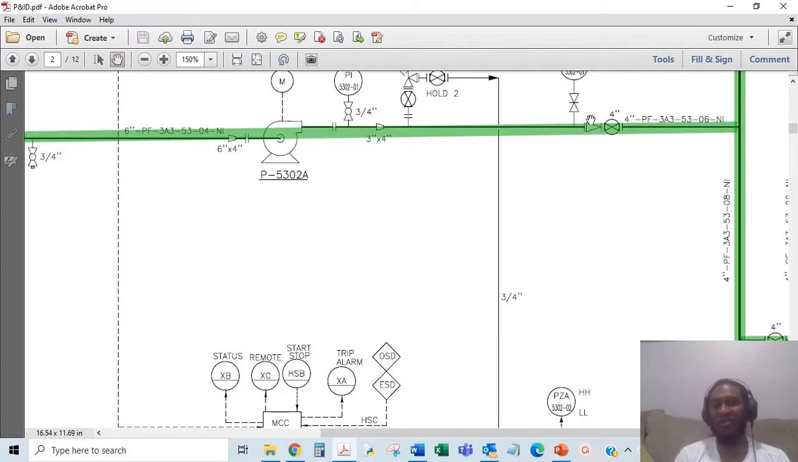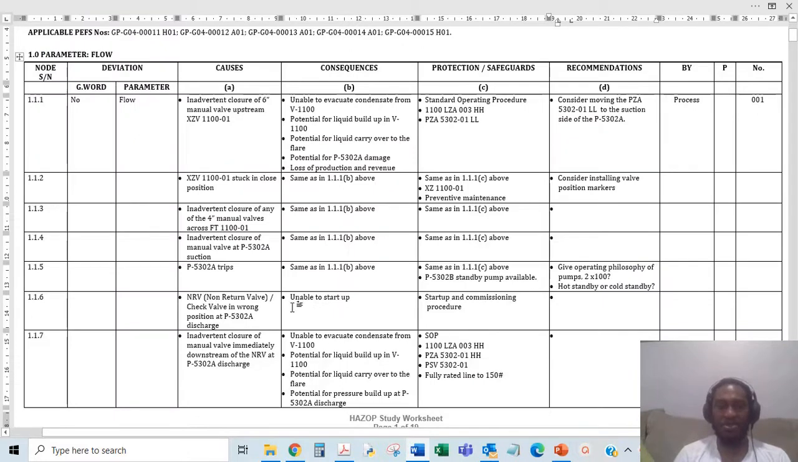So assuming in the field this non-return valve is installed with this point here facing this way, this pump will be running against a dead end. It could cavitate, or you may not be able to pressurize and start up. So that's the non-return valve or check valve in the wrong position, and the consequences are you're unable to start up, or if it's after maintenance, you may have issues with the pump struggling to push against the closed flap of the non-return valve. And so you have to look at your startup and commissioning procedure.